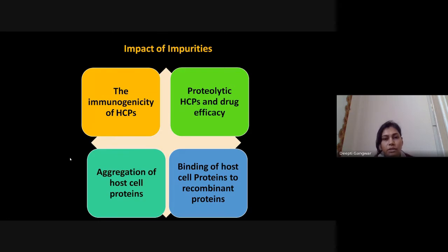Before we understand the analytical methods used to quantify them, let us talk about the impact and why it is so important to control these impurities at certain levels. The impact of impurities is classified into 4 different sections. The first is immunogenicity. The second is the proteolytic nature of the HCPs and its impact on drug efficacy. Then, how do the host cell proteins impact your molecule? And then aggregation. So let us talk about the immunogenicity of the HCP, which is a very important aspect.